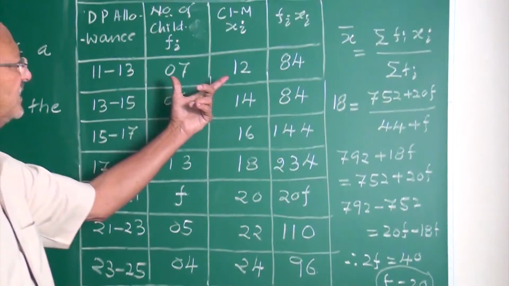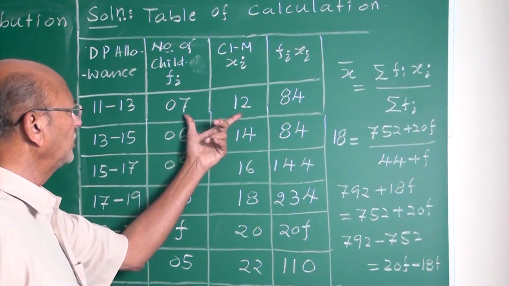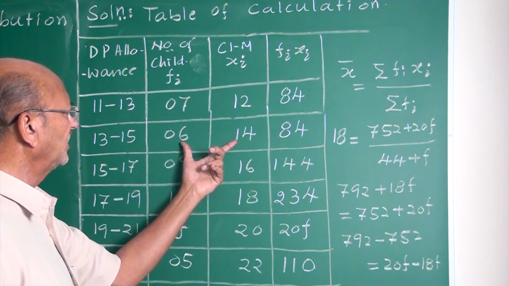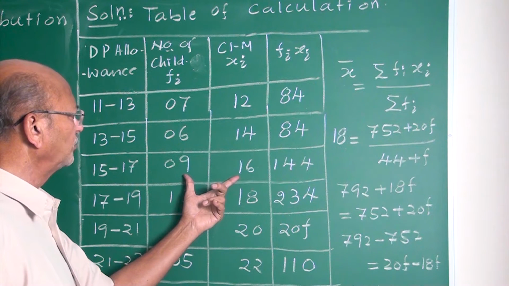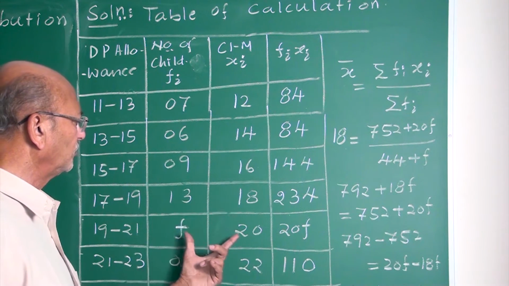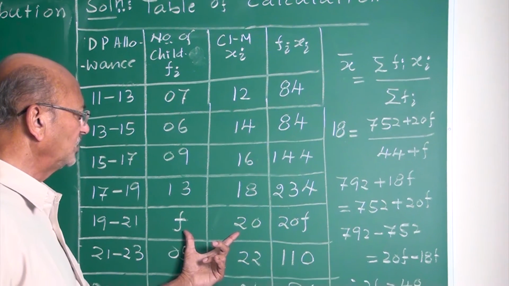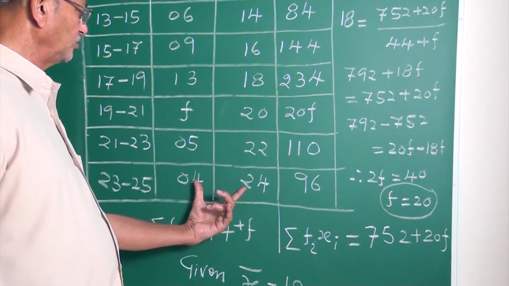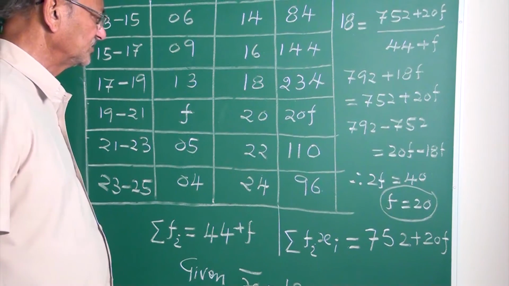Then you have to multiply these two columns. 12 into 7, 84. 14 into 6, 84. This is 144. 13 into 18, 234. 20 into F is 20F. 22 into 5 is 110. 24 into 4 is 96.